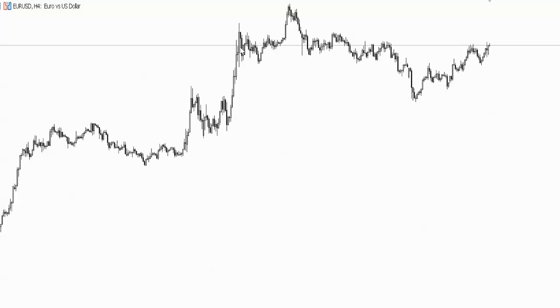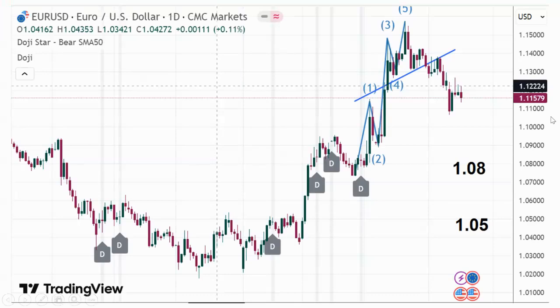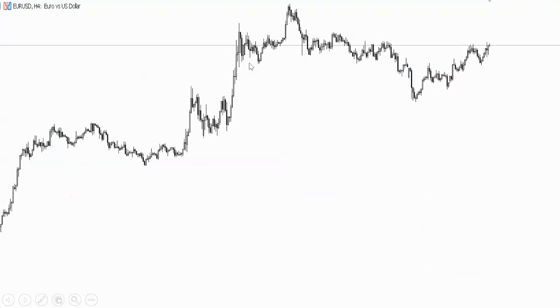and I'm still hanging to my trade and targets. I'm expecting that once it breaks this support level, I'm going to take profit at 1.08. Then I'm going to look forward to 1.05. So this is going to be somewhere here. 1.08 is going to be here precisely. So I'm looking towards like 500 pips profit at the first target.